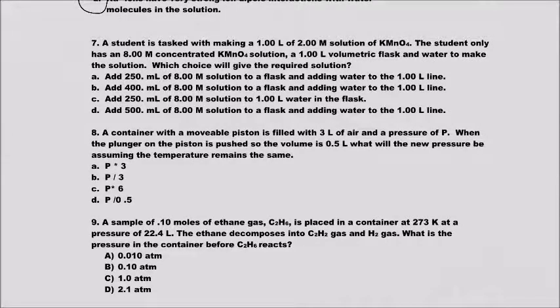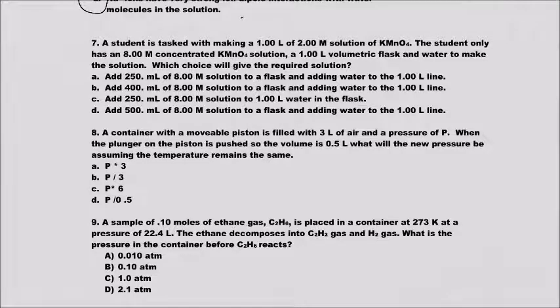All right, number 7, a student is tasked with making 1 liter of 2 molar solution of potassium permanganate. The student only has an 8 molar concentrated permanganate solution, a 1 liter volumetric flask, and water to make the solution. Which choice will give the required solution? Okay, well, you can tell we're making a diluted solution from a concentrated, so this is going to be a simple math problem.